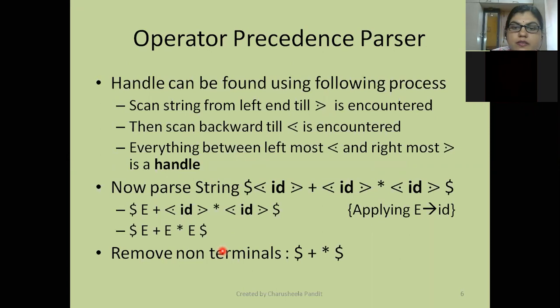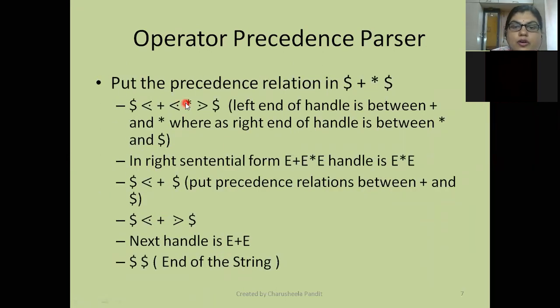Yes. So that is the reason you will find here. Here we got the handle asterisk, and the operation which will be performed is E into E. That will be the first operation. So now that we have removed this handle, what did we get? We got dollar plus and the dollar. So again we will put the operator precedence between these. So we are getting this modified one, and the next handle is plus. It means the next operation performed will be E plus E, right? And once it is removed, we are left with only the two dollars. So it tells us the parsing is over. Till this it is clear to all.